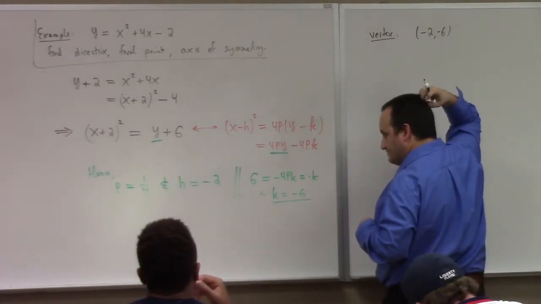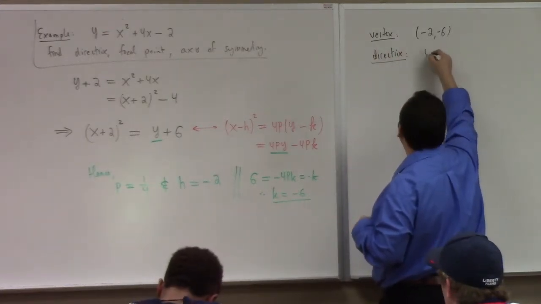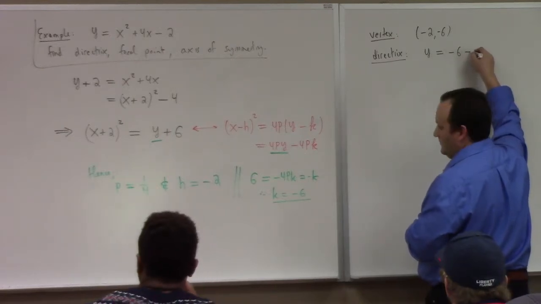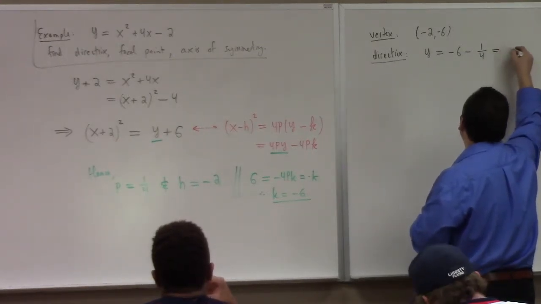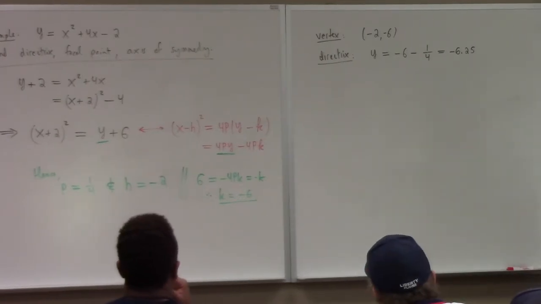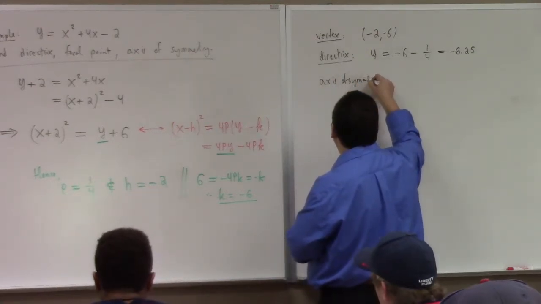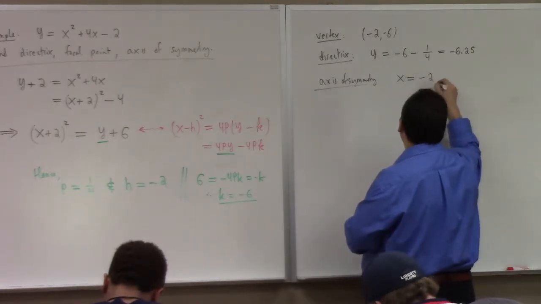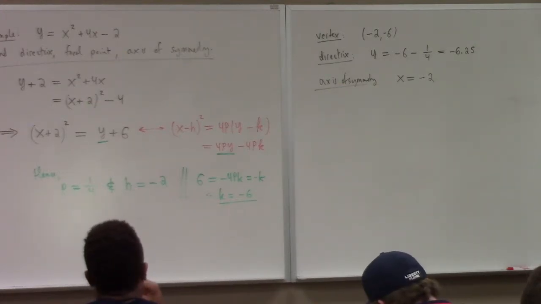And what else do we got here? Where's the directrix? Y equals what? K minus p, which here is minus 6 minus, what's p? Minus 1/4, all right. So using decimals, as is not usually my custom, minus 6.25. There you go. But that helps me to make graphs, of course. And what's the axis of symmetry? I think we'd have x equals minus 2. The axis of symmetry goes through the vertex, so it's just x equal to the x coordinate of the vertex. That's the axis of symmetry.